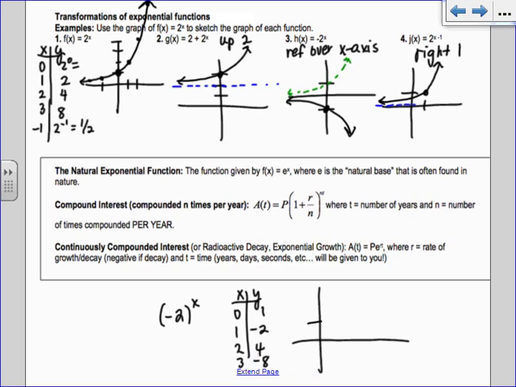Here's what happens for your graph. You get 0, 1. You get 1, negative 2. You get 2, 4. You get 3, negative 8, which is down there, right? Do you see how it's not an exponential function?